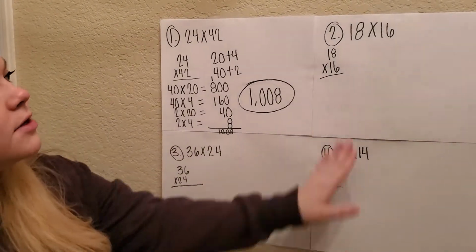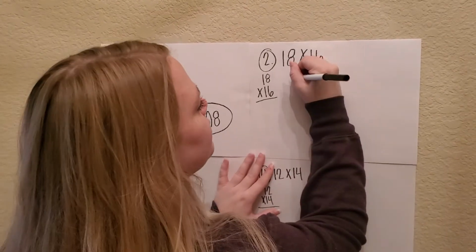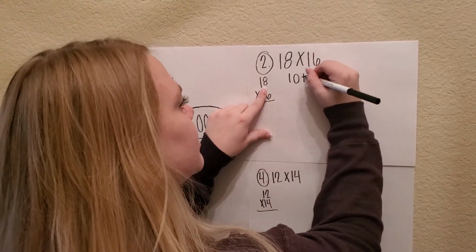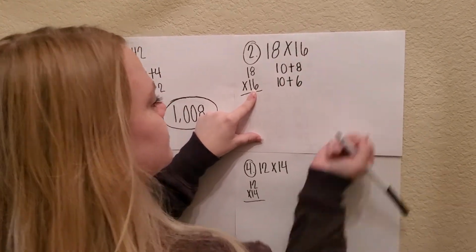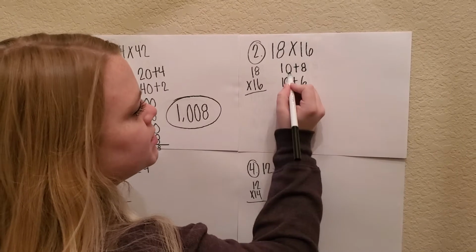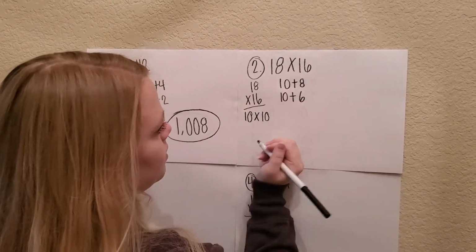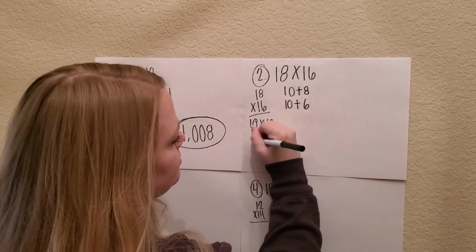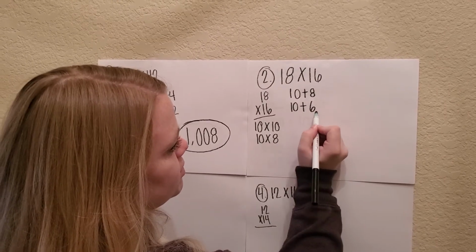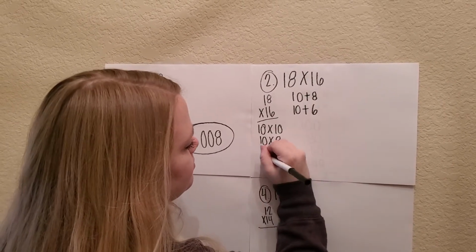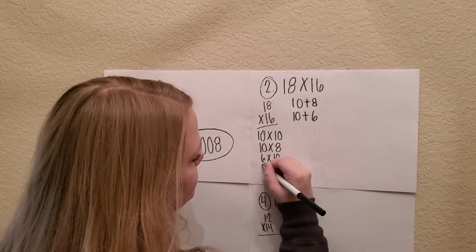All right, now let's try number 2. So we have 18 times 6. So we're going to bring our 10 plus 8 over here and our 10 plus 6. Now we're going to multiply 10 times 10. Then we're going to do 10 times 8. Then we're going to take our 6 and multiply it times 10. And take our 6 and multiply it times 8.